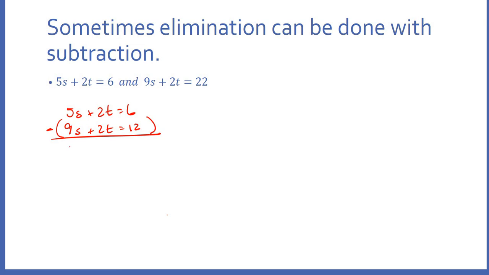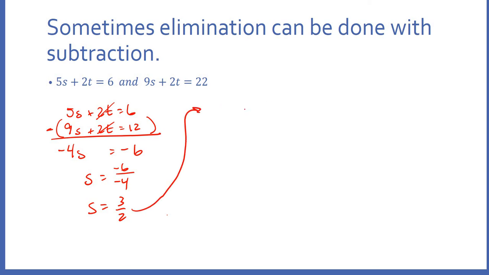So 5s minus 9s is negative 4s. 2t minus 2t is 0. 6 minus 12 is negative 6. So s equals negative 6 divided by negative 4, which is 3/2.